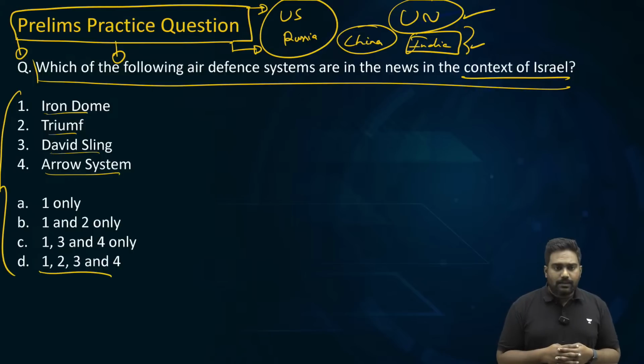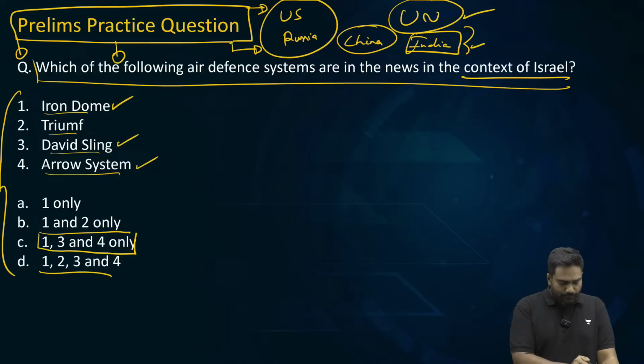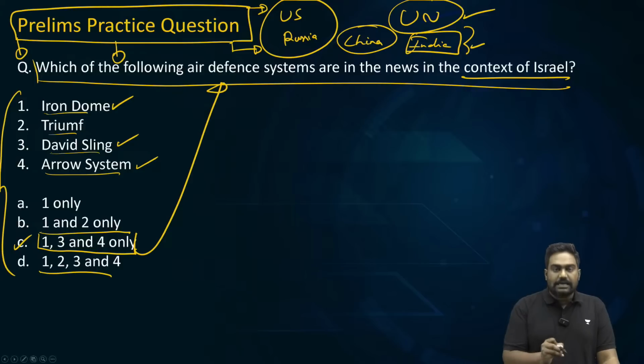Okay, some are saying B and C, some are saying A. Again, the answers are divided. Okay, let me give you the right answer. Iron Dome, David Sling and Arrow system. These three are correct. 1, 3 and 4. Option C is the correct answer.